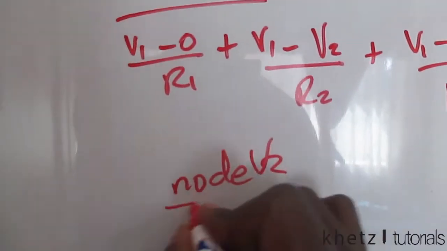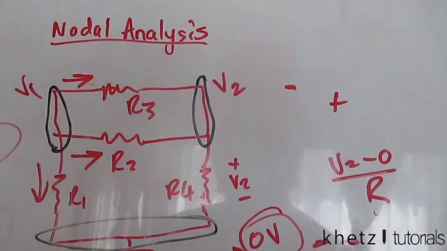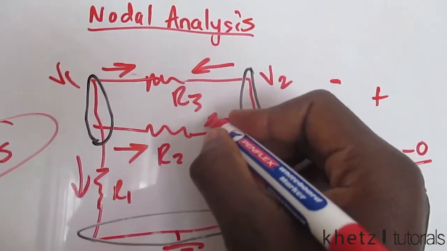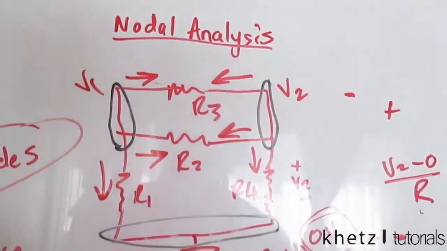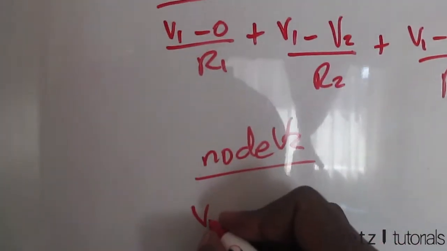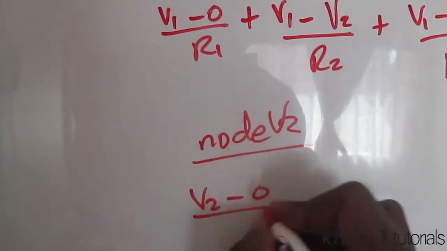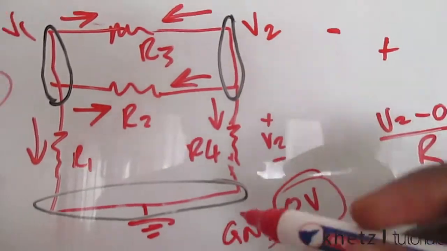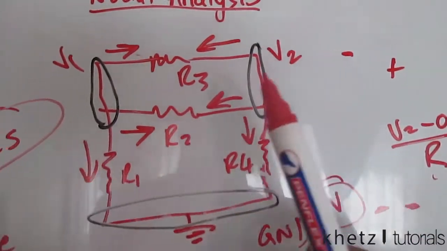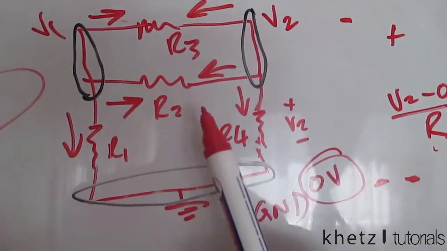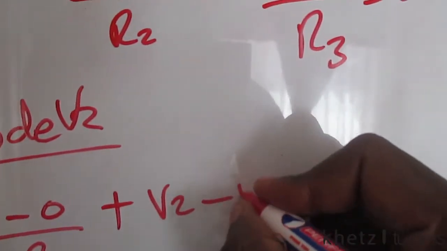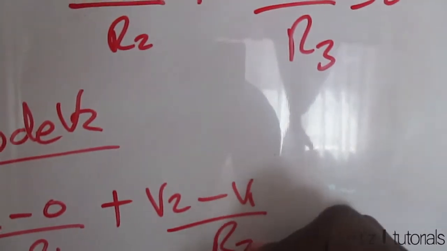Node V2, or node 2. Now looking at node V2, we basically do the same thing. But in this case, I told you I like making my currents go out of the node. So we have V2 subtract 0 divided by R4, which is that current there, which goes down. And then we have that current which leaves the node, V2 subtract V1 divided by R2.